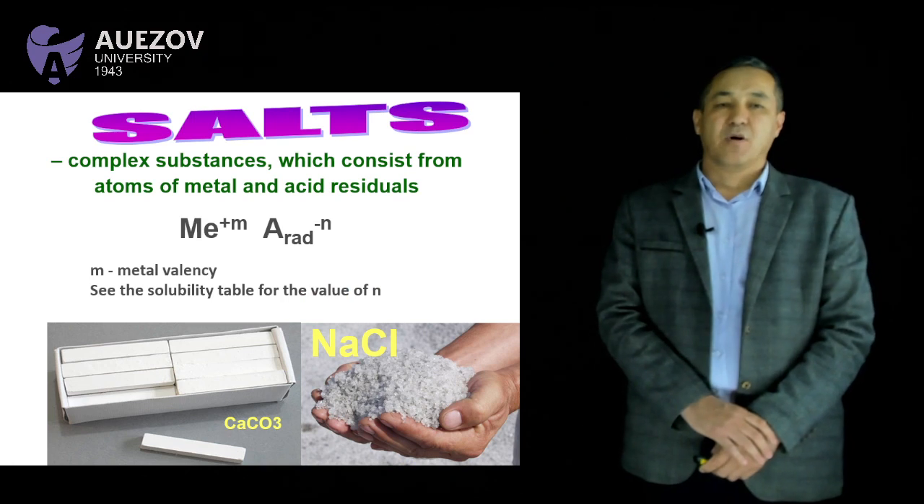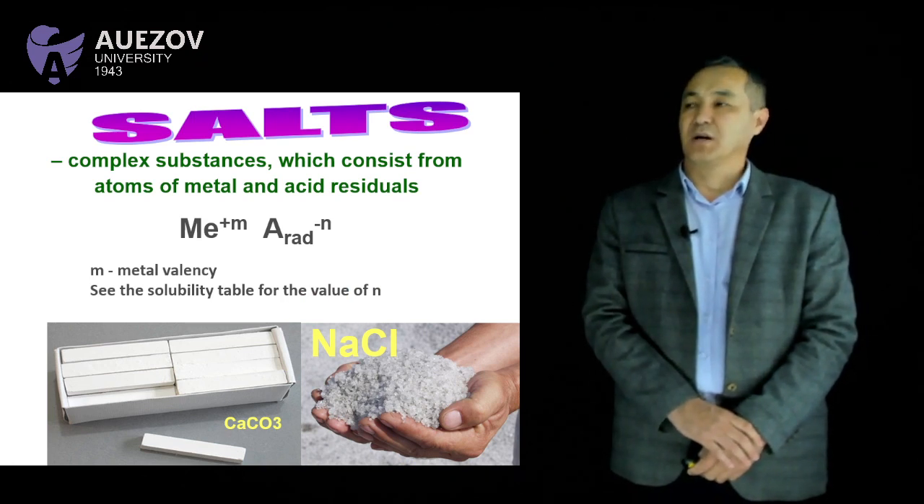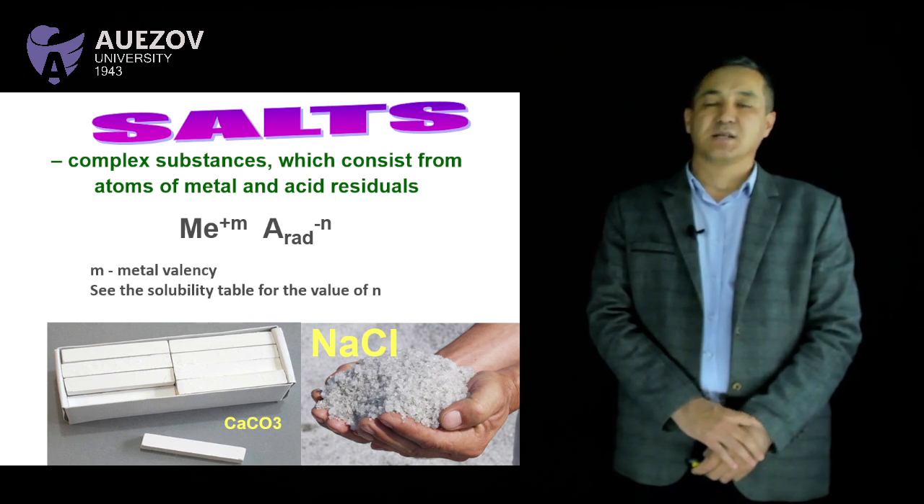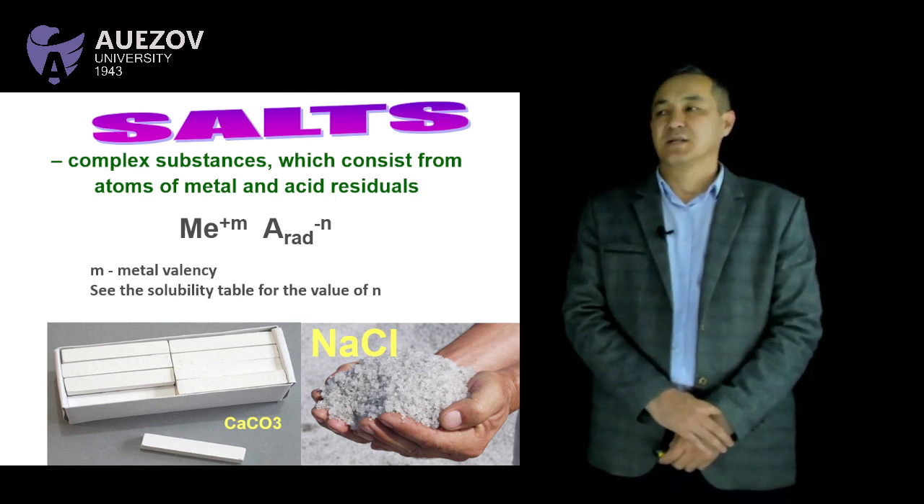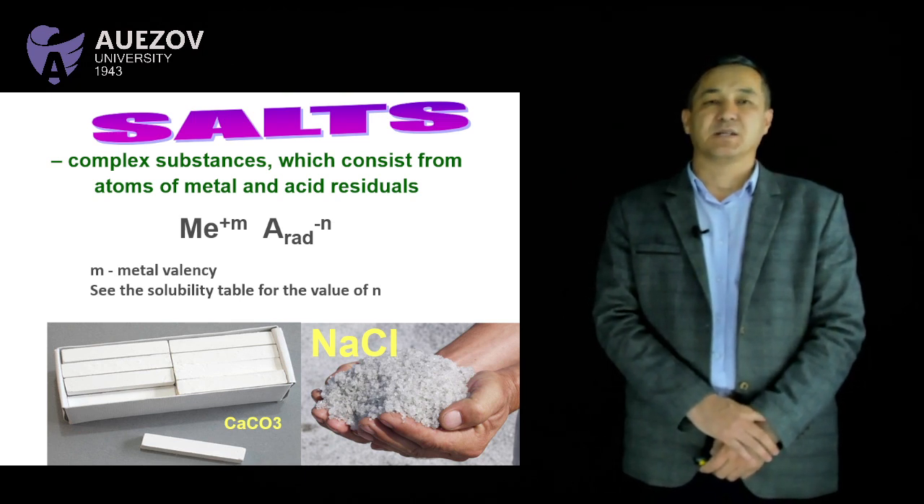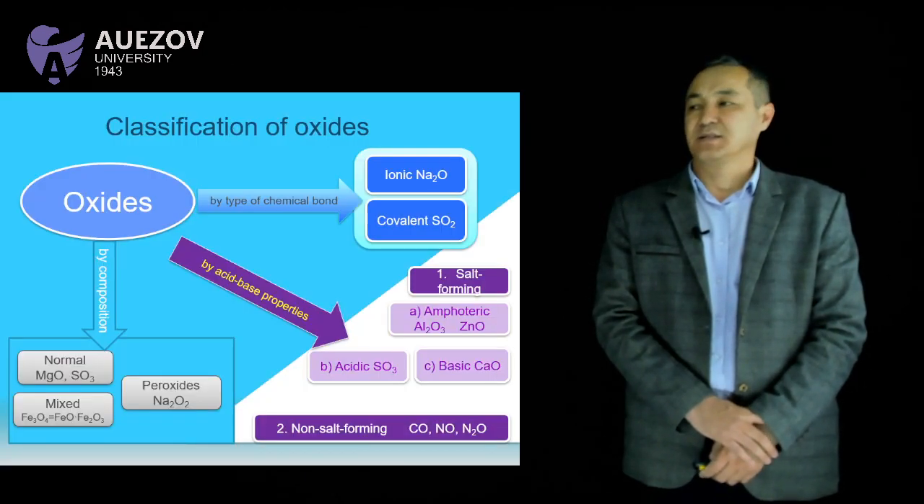The last type of chemical compounds are salts. Salts are complex substances which consist of metal atoms and acid radicals.